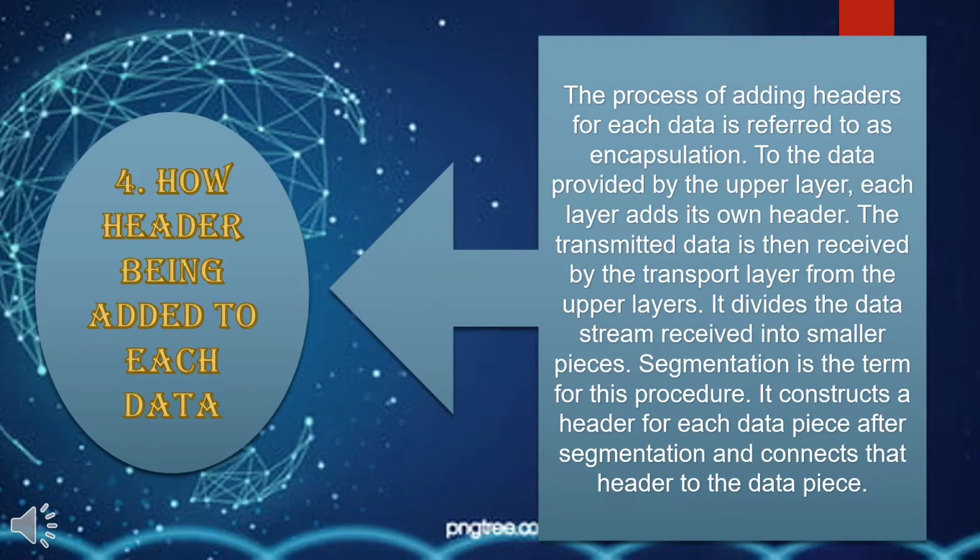Now, let's see how header being added to each data. The process of adding headers for each data is referred to as encapsulation. To the data provided by the upper layer, each layer adds its own header. The transmitted data is then received by the transport layer from the upper layers. It divides the data stream received into smaller pieces. Segmentation is the term for this procedure. It constructs a header for each data piece after segmentation and connects that header to the data piece.